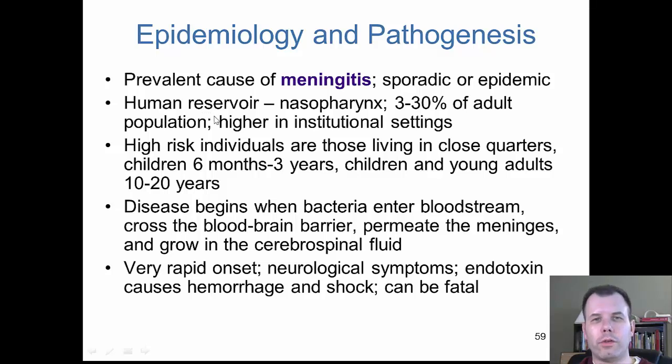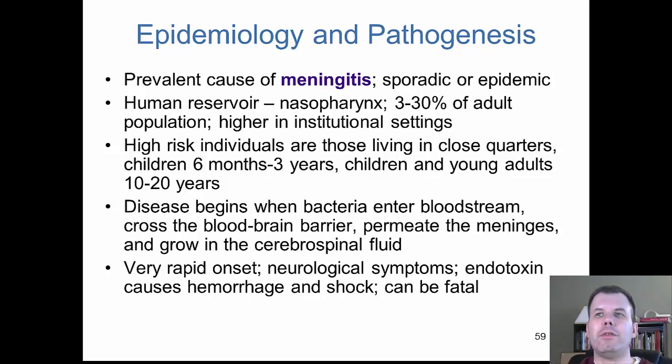Again, humans are the reservoir, and it's carried in the nasopharynx, so in the nose and the throat, and about 3 to 30% of the adult population actually carry this without any problems. We see higher numbers in institutional settings, and again, people that are living together in close quarters are most likely at risk because you have more of a population that carries it, and sharing of water bottles and food items and utensils and things like that put people at high risk because you have these non-apparent carriers. They pass it on to someone who's susceptible, and now they get the disease.